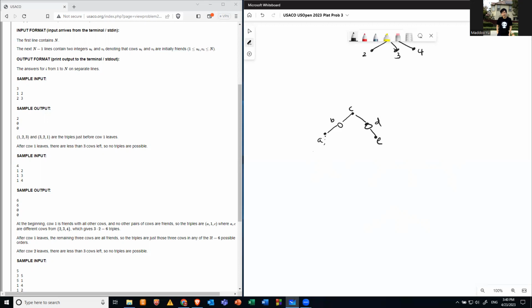Let's say immediately underneath each of the relationship nodes you have a number of original cows. Let's call that the size of the node. So in this case, we have B and D. Any of those, you can form a triplet when you remove it.